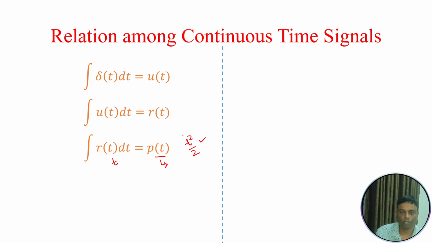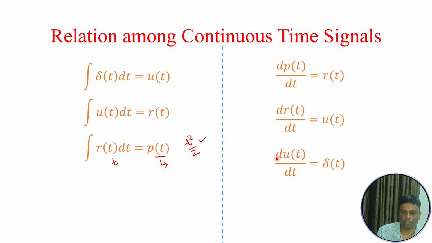Similarly, in terms of derivative, if we differentiate p of t with respect to time, it will be a unit ramp signal. Similarly, differentiation of the unit ramp signal will be a unit step. And last one, if we differentiate the unit step signal with respect to time, it will be a unit impulse signal.